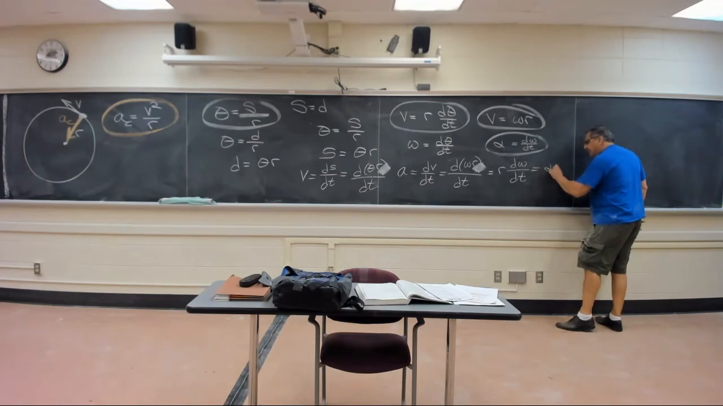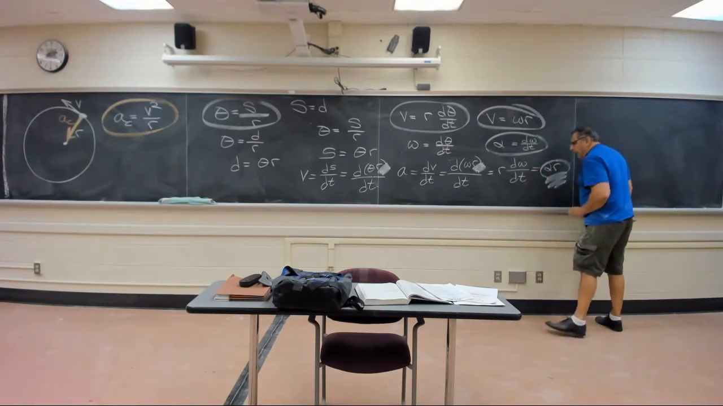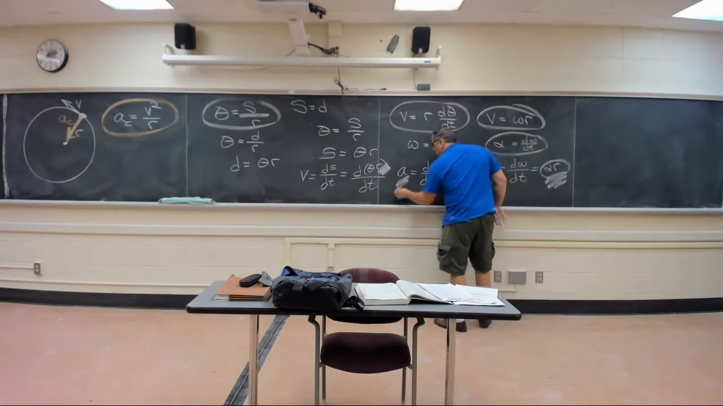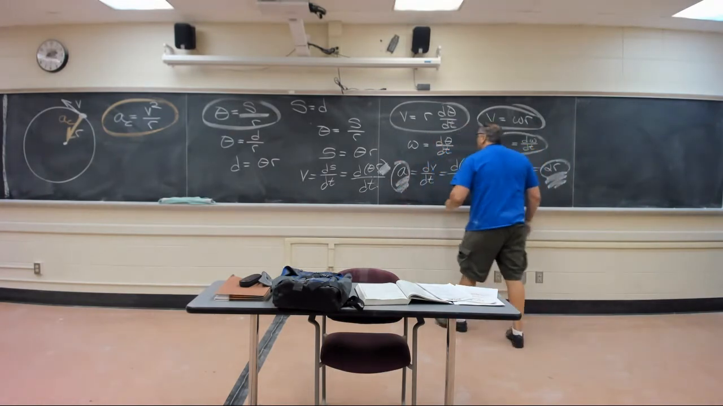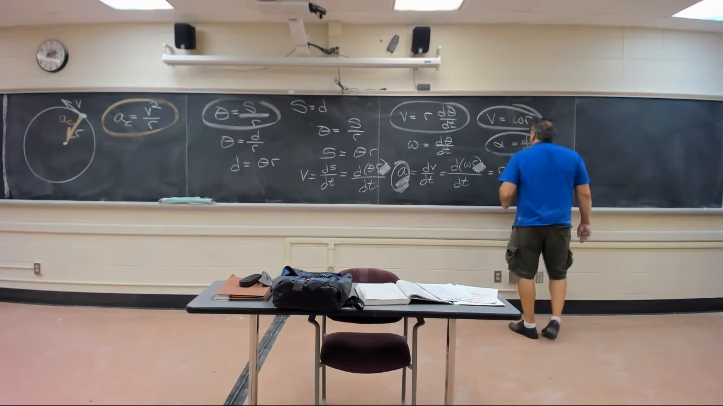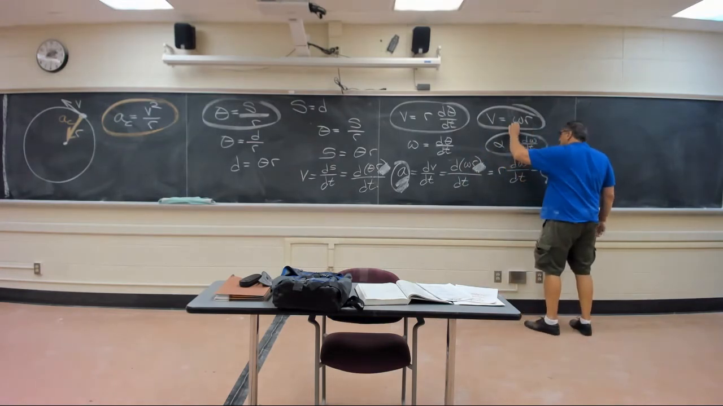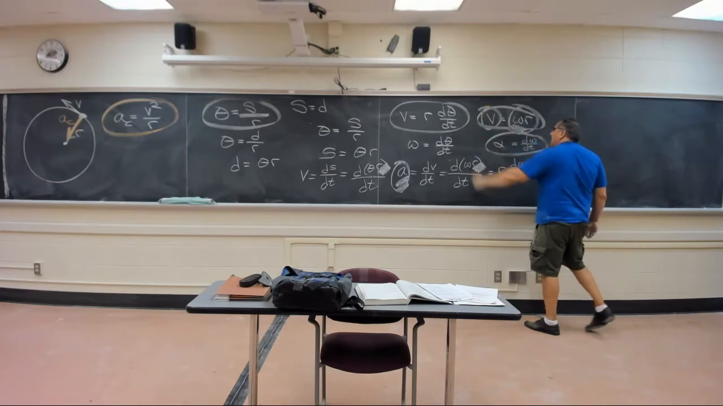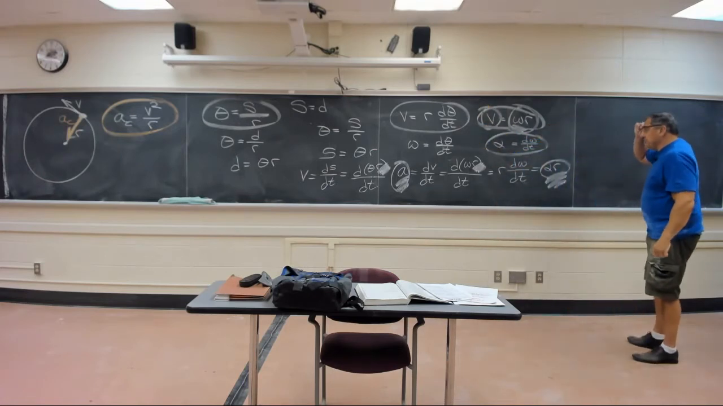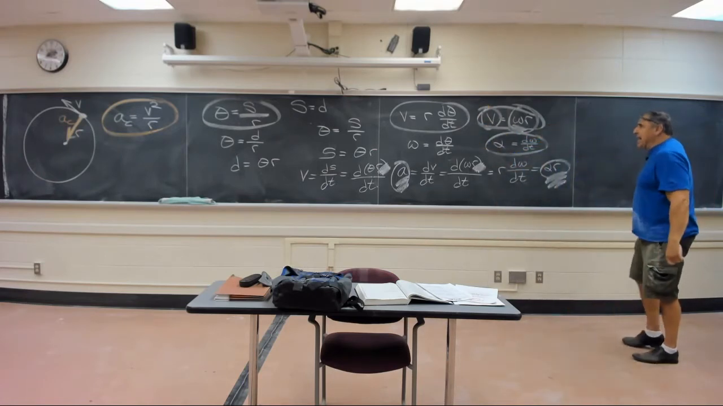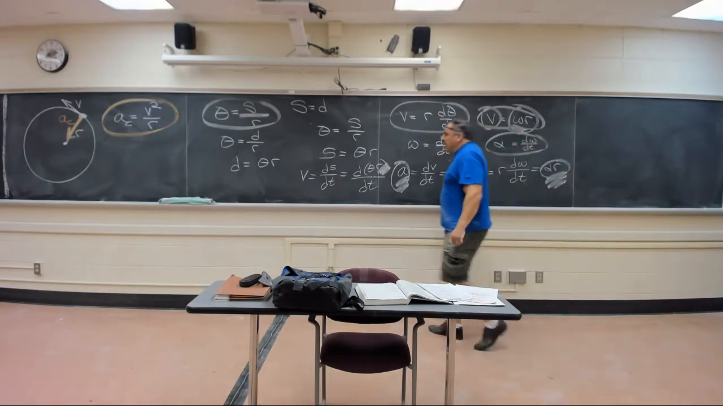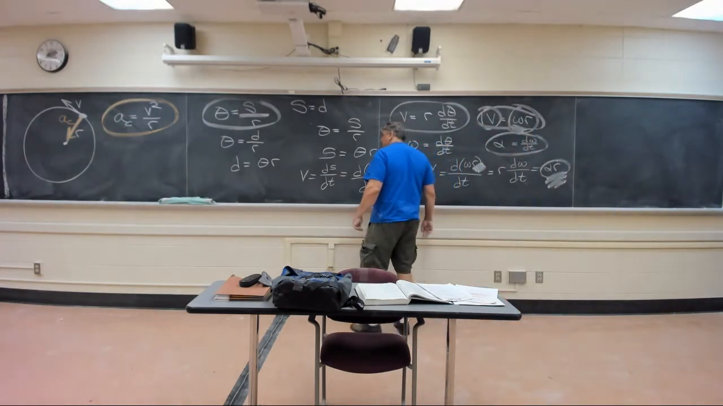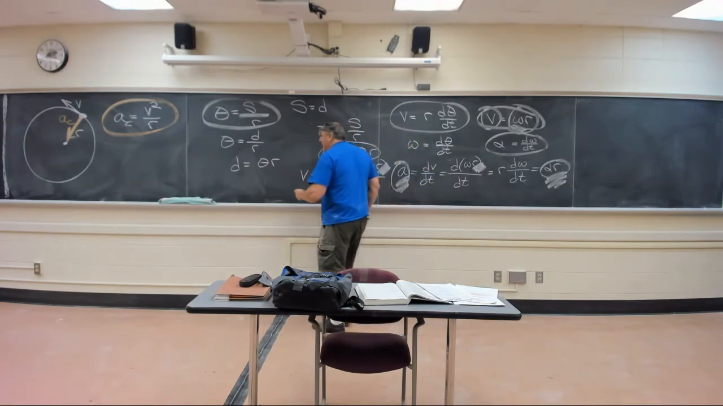So this is alpha times R. Alpha times R is A, and omega times R is V. Guys, there's something odd happening here. D is theta times R, or S is theta times R, or D is theta times R.